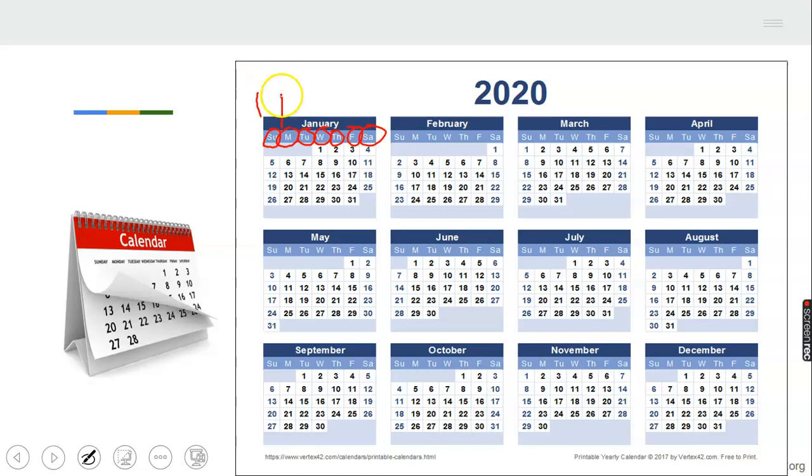1, 2, 3, 4, 5, 6, 7. So 7 days make one week.